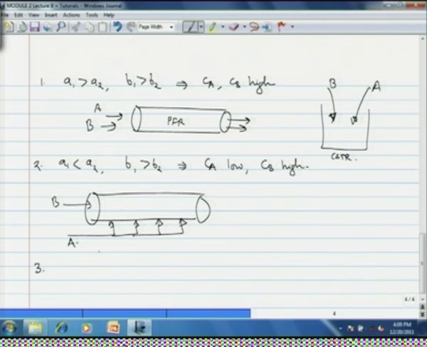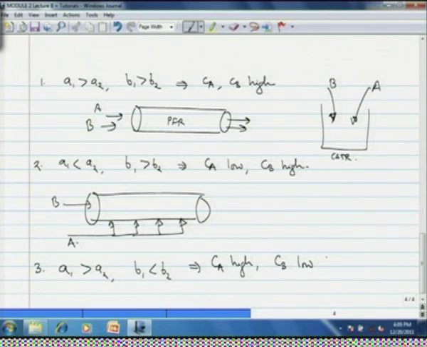In the third situation, where we have A1 greater than A2, but B1 less than B2, we have to go for high Ca and low Cb.